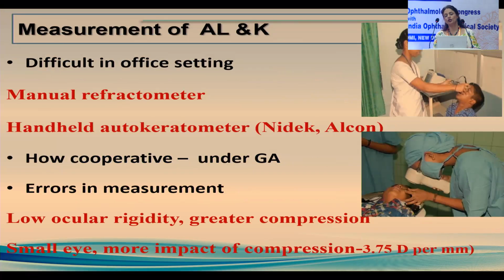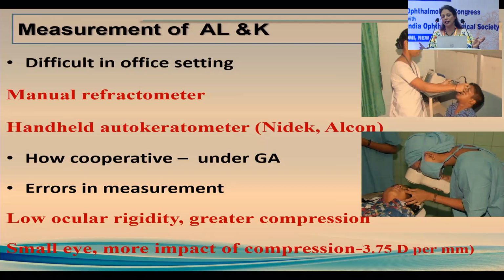Then the third issue is the measurements in office settings. Obviously, for most children we are not able to do them in office settings, and we usually use manual instruments, manual refractometers or handheld autorefractometers. Otherwise, we have to take them under anesthesia because of the measurement issues in the OPD. Under anesthesia, obviously your orientation is not straight. The eye may not be looking exactly straight, so errors in measurement arise because of that.